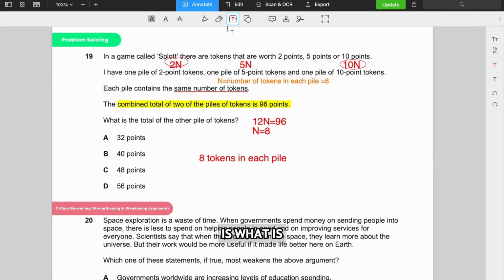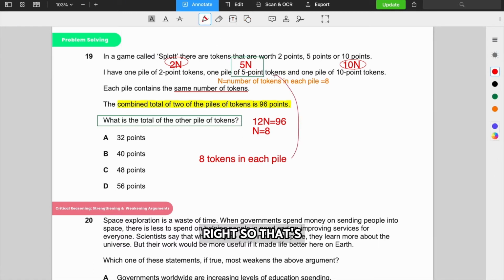So the question is, what is the total of the other pile of tokens? Well, the other pile of tokens is 5n, right? The 5-point tokens. And we know now that there are 8 tokens, right? So that's going to have a value of what? Well, 5-point tokens, 8 tokens, a value of 5 times 8 points, which is 40 points. Therefore, B is our answer.